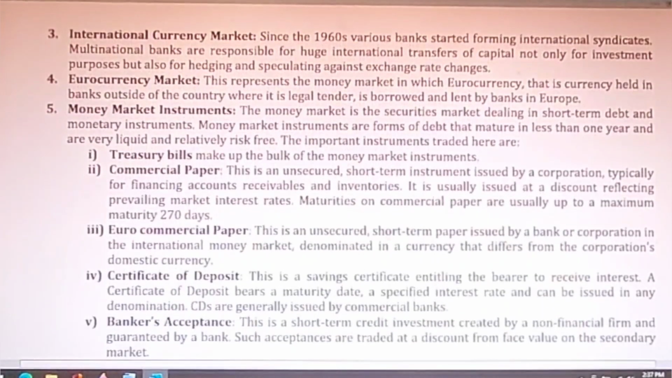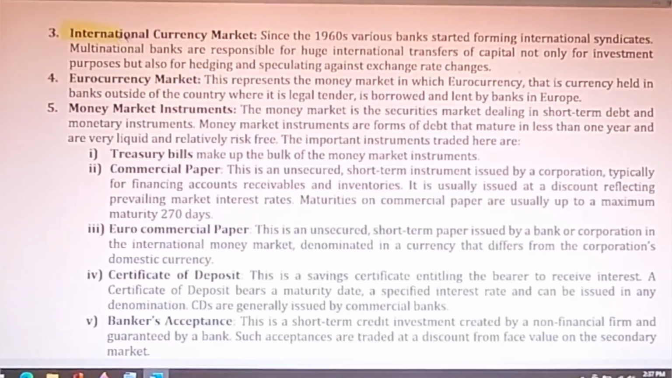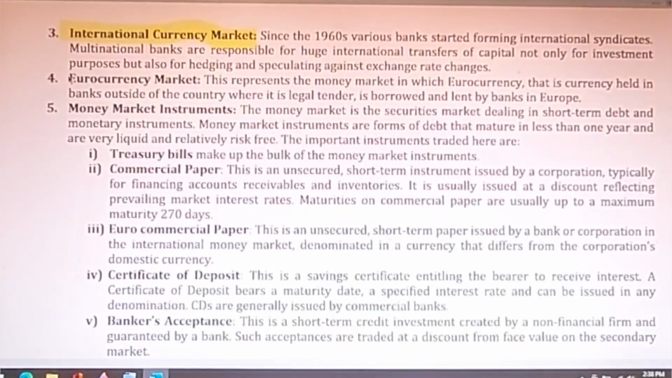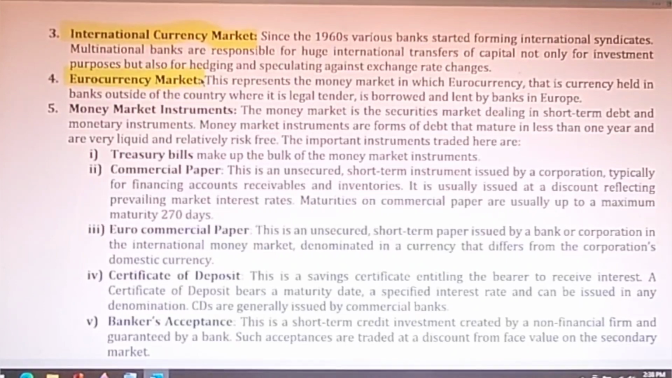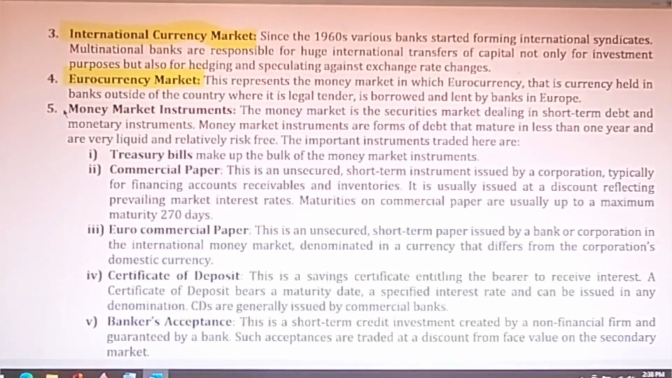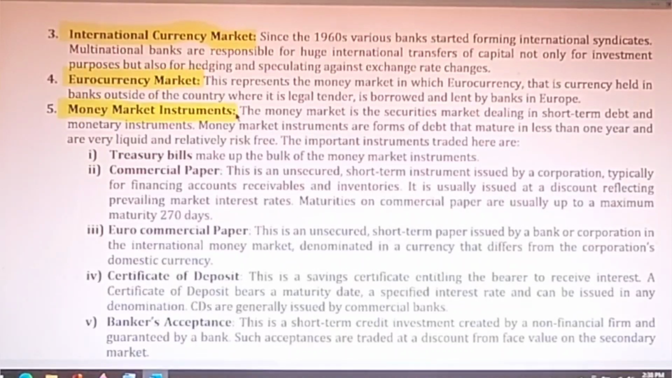International currency market, so this is also a part of international financial market. Then we have euro currency market. Basically it prevails in European countries. And the last one is money market instruments.